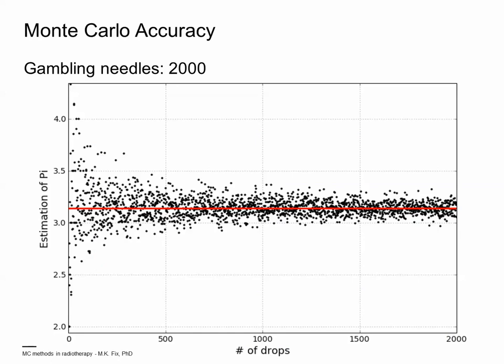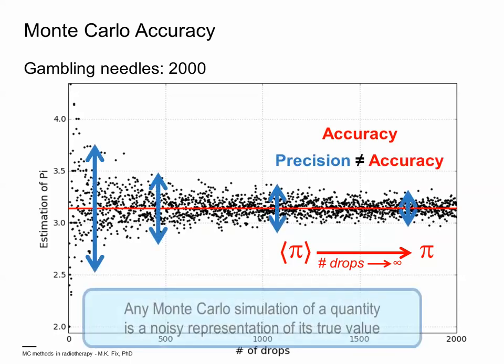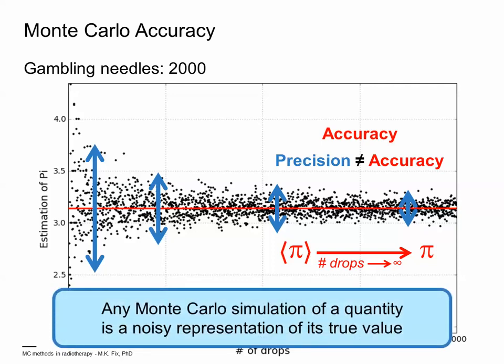On the other hand, the mean value itself converges to a certain value, which is normally the true value. In this case, the true value is pi. How close the simulated value reaches the true value in convergence is termed accuracy. Thus, accuracy is not the same as precision. And any Monte Carlo simulation of a quantity is a noisy representation of its true value. With each mean quantity determined with Monte Carlo, its statistical uncertainty should always be stated. Otherwise, it remains unclear how reliable the mean value really is.